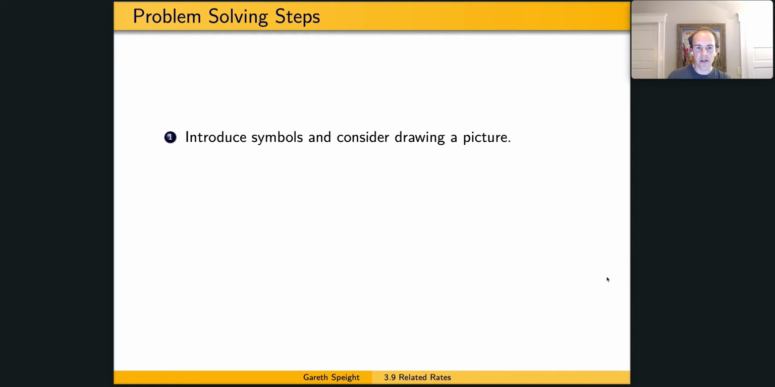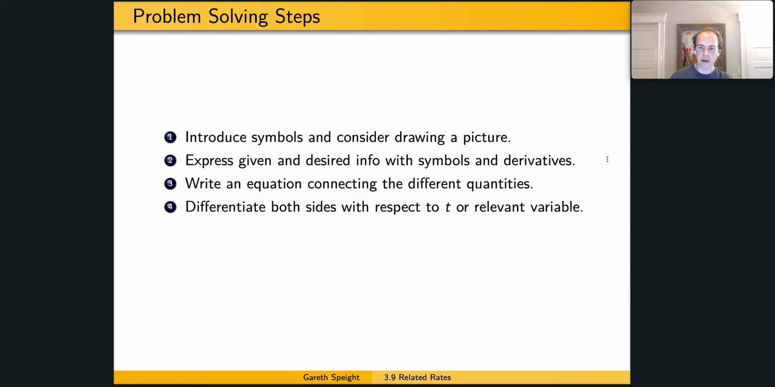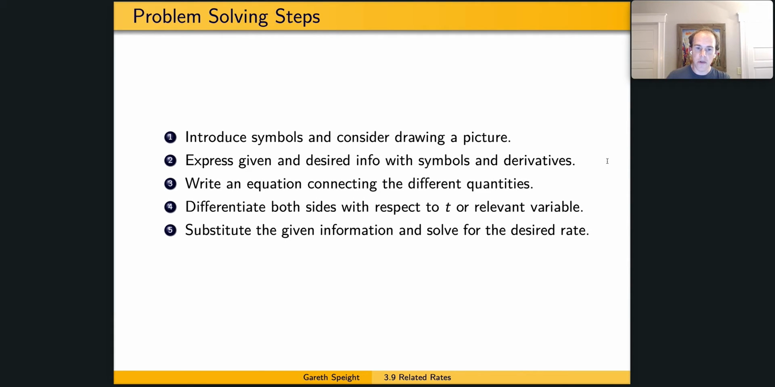Okay, so here's the algorithm. As we just said, we introduce symbols. Maybe we draw a picture. We express our information in terms of those symbols and derivatives of those symbols, so our rates. We write an equation that connects the different quantities. For instance, we had A equals x squared. We differentiate both sides with respect to time or whatever variable is important in the problem. And then we substitute all the information that we had and solve for the rate that we want. And then we should interpret that back in terms of a word problem. So these are always the steps, and we should just try to follow them.